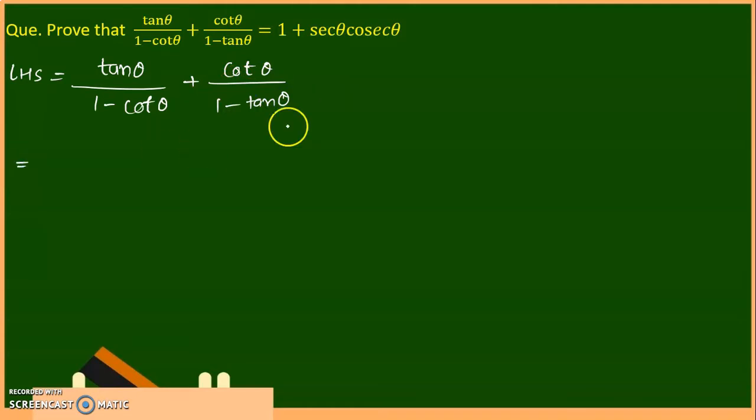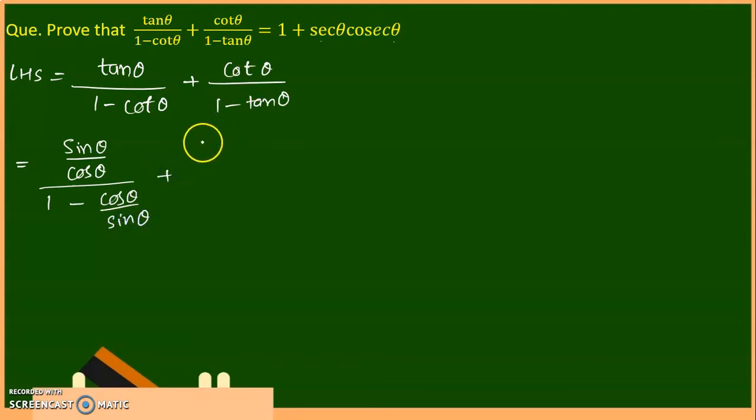So we have to convert this tan and cot in the form of sec and cosec. So first let's convert this tan and cot in the form of sine and cos. So we can write that tan theta as sine theta divided by cos theta, and here this cot theta can be written as cos theta divided by sine theta. Here cot theta can be written as cos theta divided by sine theta, and here 1 minus sine theta divided by cos theta.